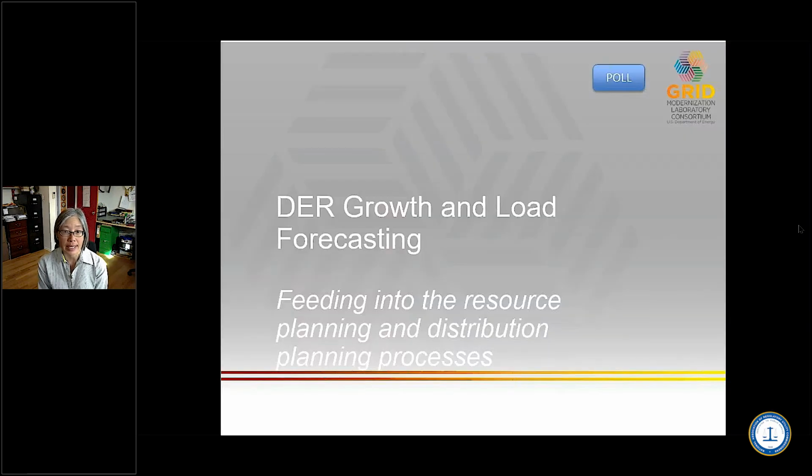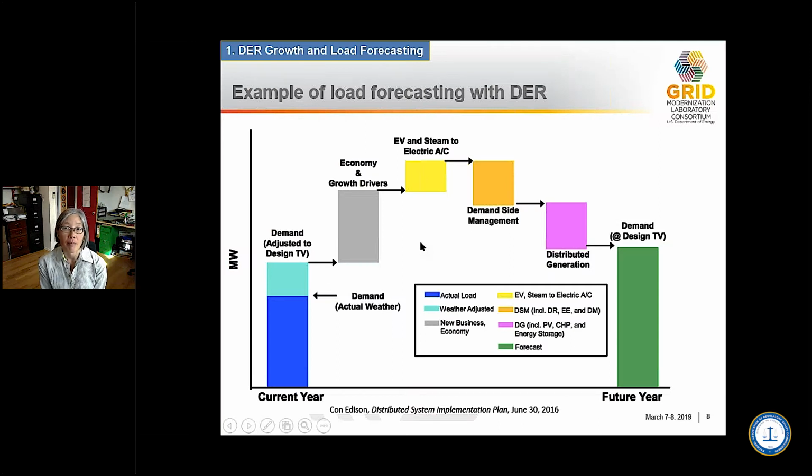Okay, so can we go to the next slide? I'm now going to talk about load forecasting with DERs, and I'm going to start with a high-level view. This is from Con Edison, and what it shows is, from a high-level view, the big things that you take into account. And we've already discussed this, but I'm going to take a deeper dive, so I'm going to show this one more time.